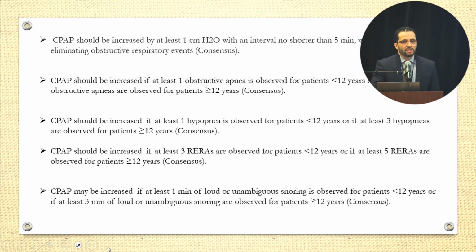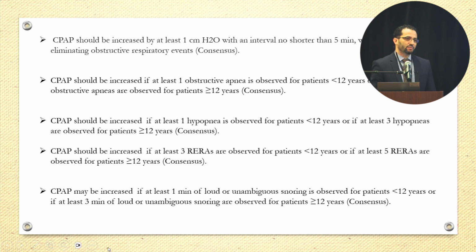If you see 1 hypopnea in children less than 12 years old, you increase your CPAP up. Remember, not less than 5 minutes, so give it a few minutes. When you see hypopneas, you go up on your CPAP. You need 3 respiratory event-related arousals for children to increase your CPAP up. You need 5 RERAs, or respiratory effort related arousals, to increase your CPAP up by at least a point.